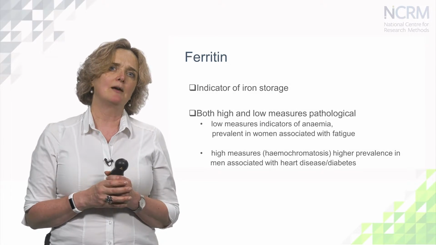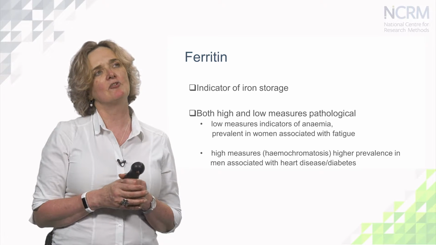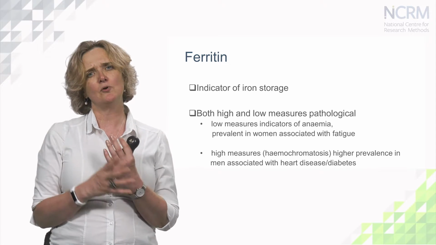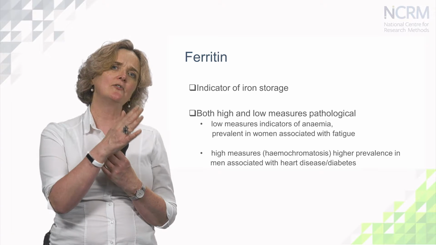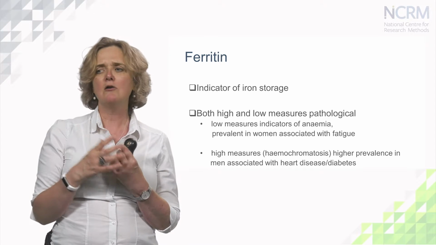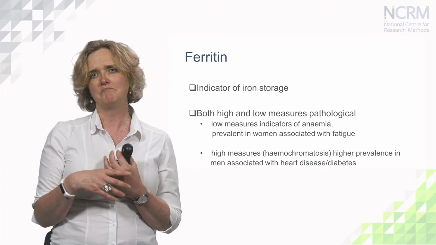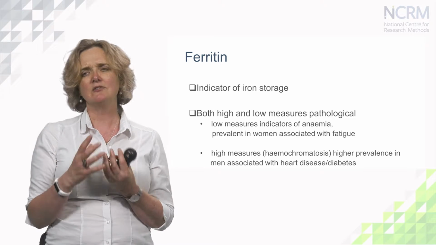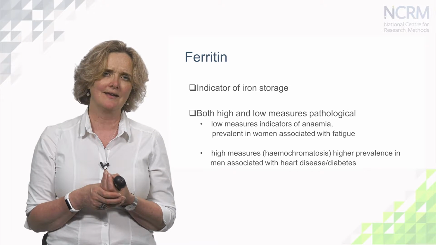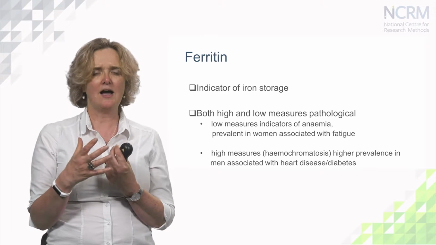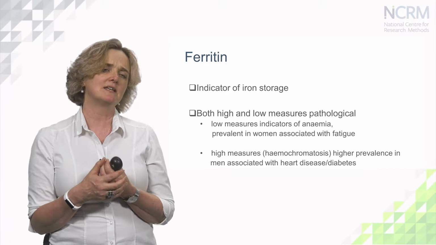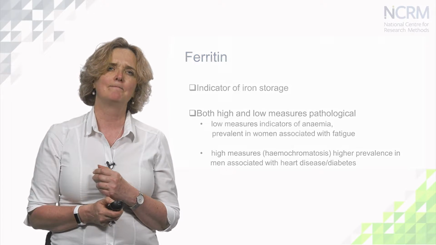So the second example I want to give is ferritin. So ferritin is the measure of how much iron there is in your blood, how well you store iron. And iron's really important for a range of things, but this is one of those measures where both low and high are bad for you. So low levels of iron in your blood means you have anemia. It's much more common in women, and it's associated with feeling fatigued and kind of not having energy to get up and do things. But high measures of iron in your blood are also really bad for you. That's much more common in men, and it's associated with heart disease and diabetes.